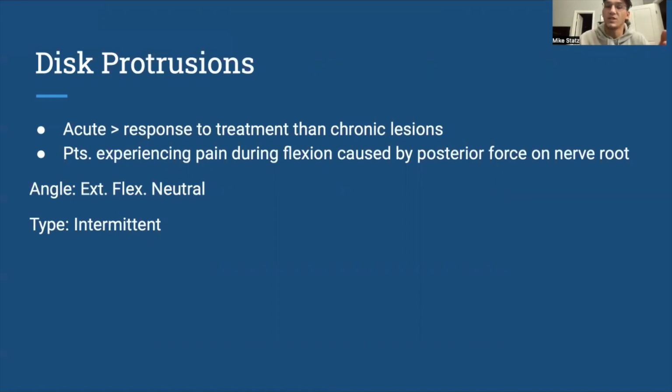So in the case of a disc protrusion, though, we're going to be doing it in whatever angle doesn't produce symptoms, whether that's extension, flexion, or in neutral. And this is going to be intermittent traction, where we're going to be holding for periods of time, then relaxing, and then continuing again, repeating that cycle.